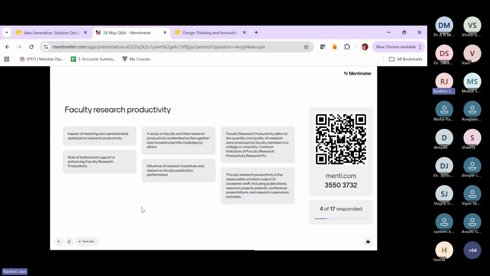Come on, I think you can. I was hoping that I'd get very good responses on this topic because this is something very close to all of you. I've got very good responses here. One is around their teaching and administrative workload, then correlation between the incentives and rewards. The third is around the institutional support.